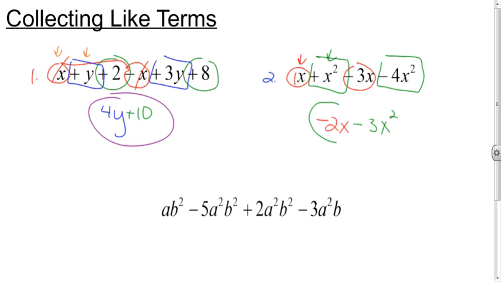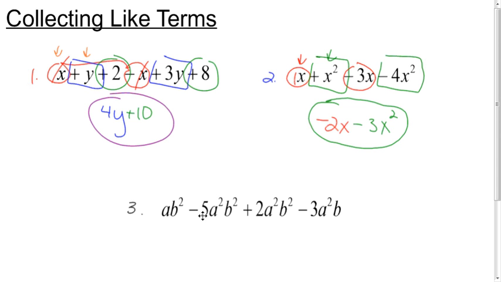These are not like terms again. It's like a red apple and a green apple. A little bit different, and just different enough to be different. Not alike enough to be like. Again, one of the things I said earlier is the exponents have to match. That's an exponent of 2. That's an exponent of 1.